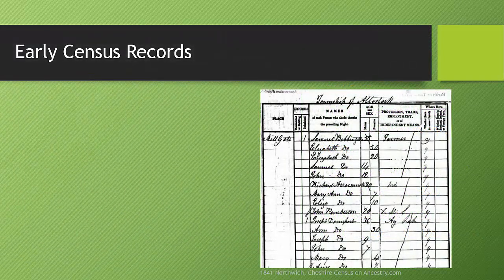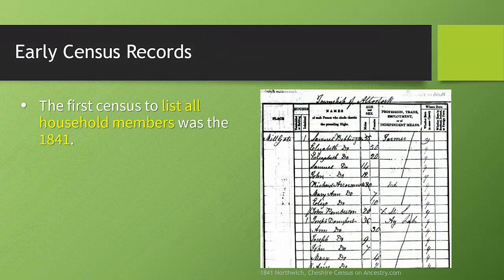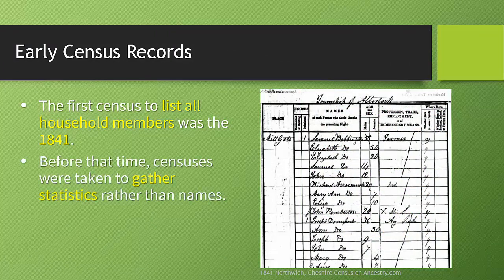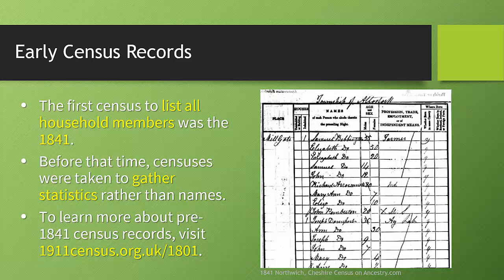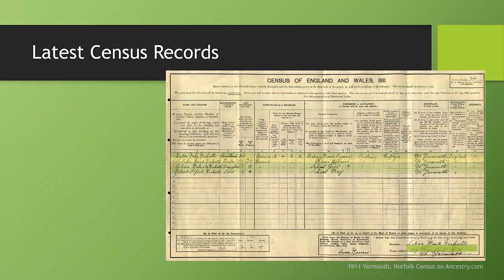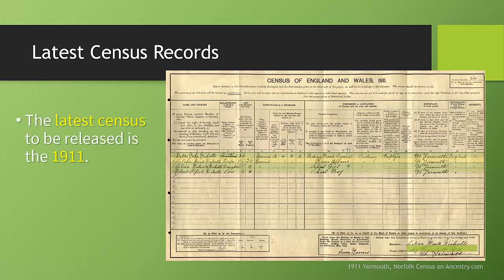The first census to list all household members was the 1841. Before that time, censuses were taken to gather statistics rather than names. For example, the number of inhabited and uninhabited houses, the total number of persons in the area, and so forth. To learn more about pre-1841 census records, visit 1911census.org.uk/1801.